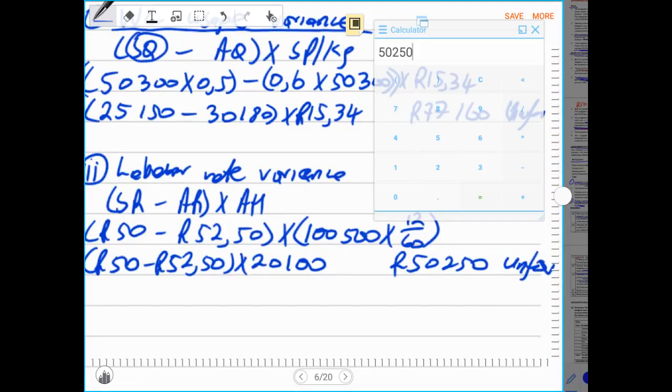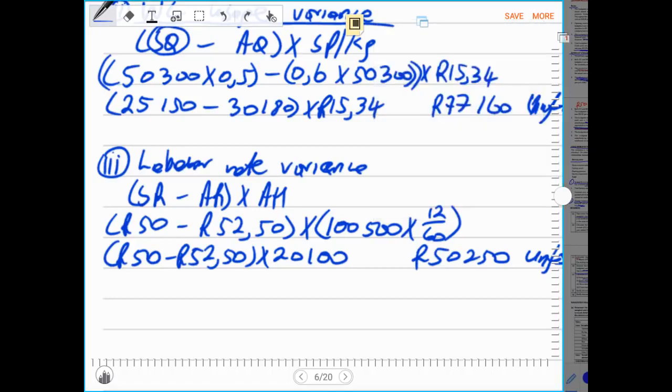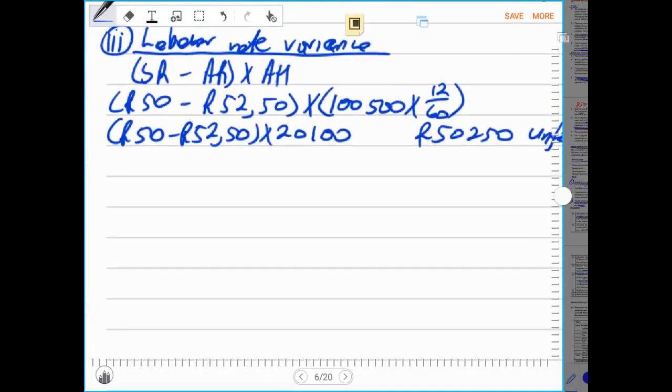And the reason why it's unfavorable is because we planned to spend 50 rand per labor hour, but we ended up spending 52 rand per labor hour. This could be just because of wage increase, or maybe there was a strike from employees demanding a higher wage. And maybe the company decided to increase the wage. So now whatever the company budgeted to incur on wages was no longer the same as actual, because of the increase in the wage rate.